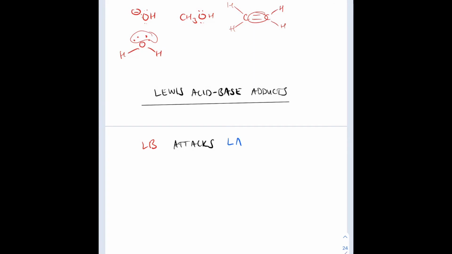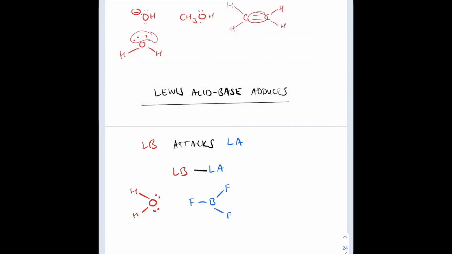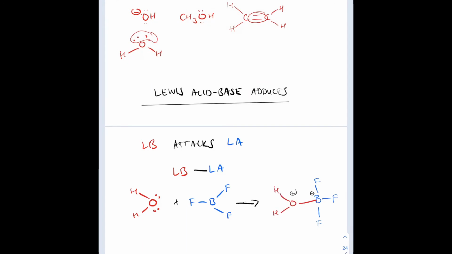So, some Lewis acid-base adducts. A Lewis base, being electron rich, attacks the Lewis acid, and it forms something called a Lewis acid-base adduct, meaning it's basically just a chemical bond between the two. So water, being the Lewis base, attacks the boron trifluoride. It's got a vacant p orbital, right? And so the lone pair on the oxygen of water can form a bond with the boron, and we get this particular adduct where the oxygen is positively charged, it's an oxonium, and the boron is negatively charged.